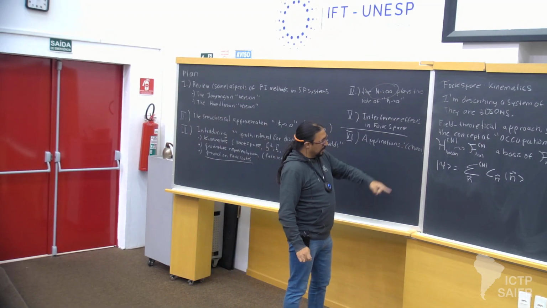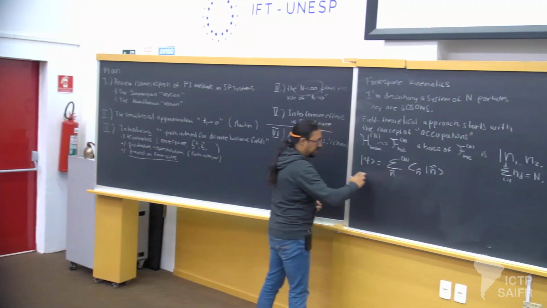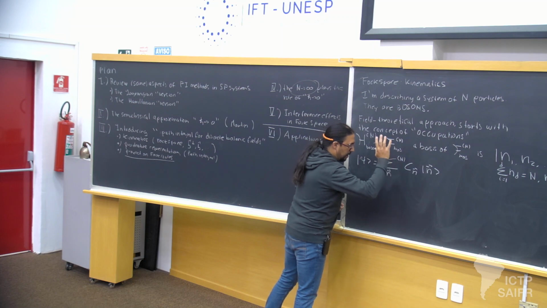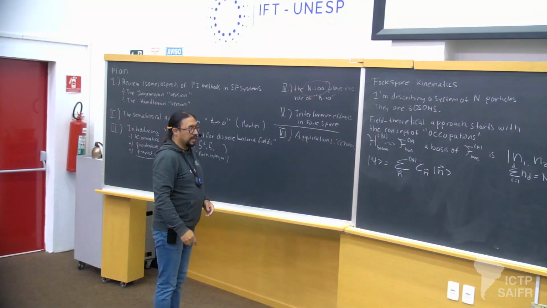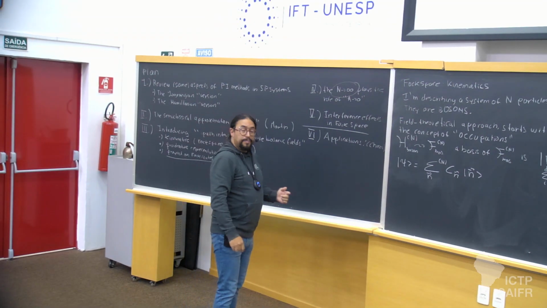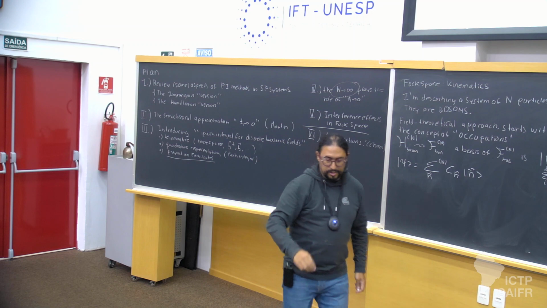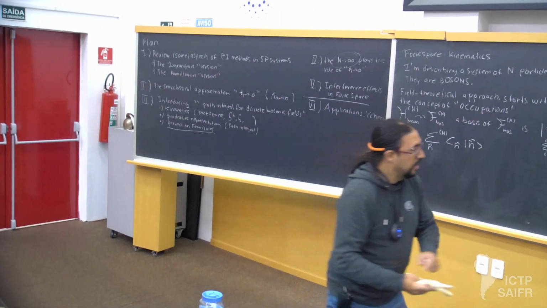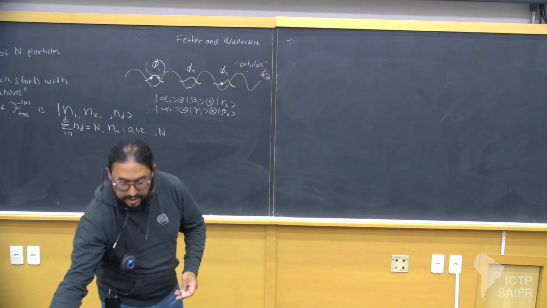Okay, this is my Hilbert space now. The space of states is made of linear superpositions of occupation states. This is very important, I'm saying this for the young people here. And this is a little detour, but I want to do it.